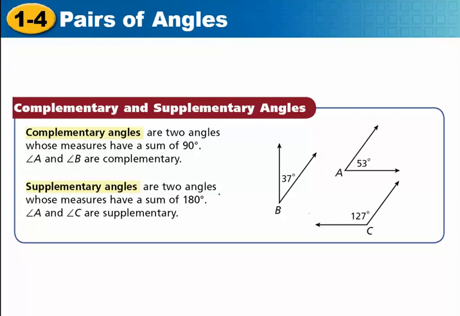Okay, two more words for today are complementary and supplementary. You have to know the difference here. You have to memorize which one's which. Complementary is when you have two angles whose measures have a sum of 90. So the measure of angle A plus the measure of angle B has to equal 90 degrees.